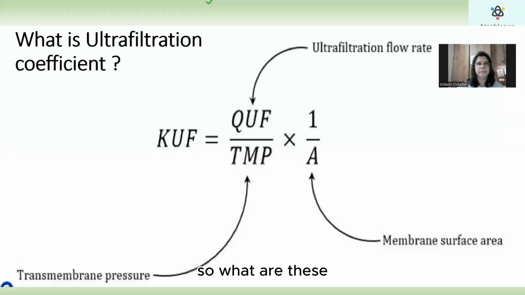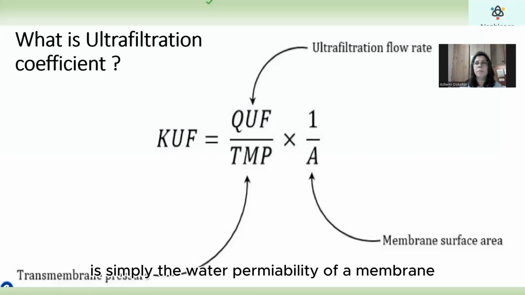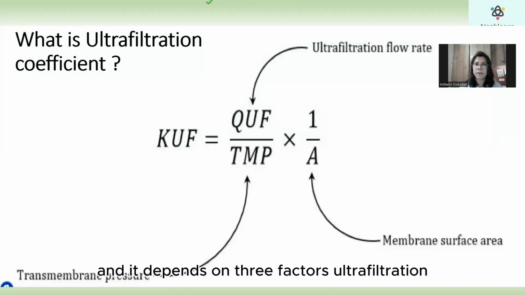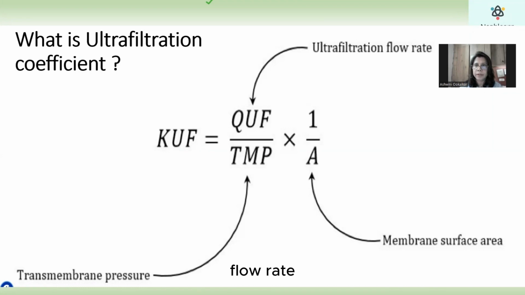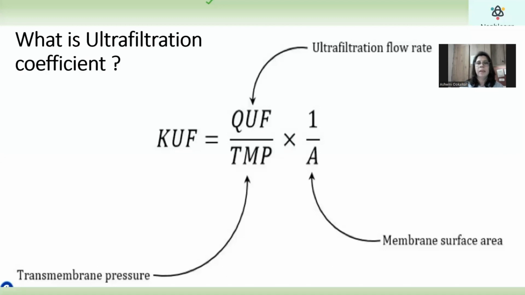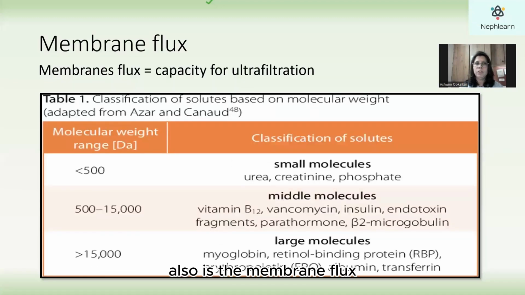So what are these? Ultrafiltration coefficient is simply the water permeability of a membrane. How much water can it remove? And it depends on three factors: ultrafiltration flow rate, transmembrane pressure, and the membrane surface area. Also is the membrane flux, or the capacity for ultrafiltration in terms of removal of solutes.